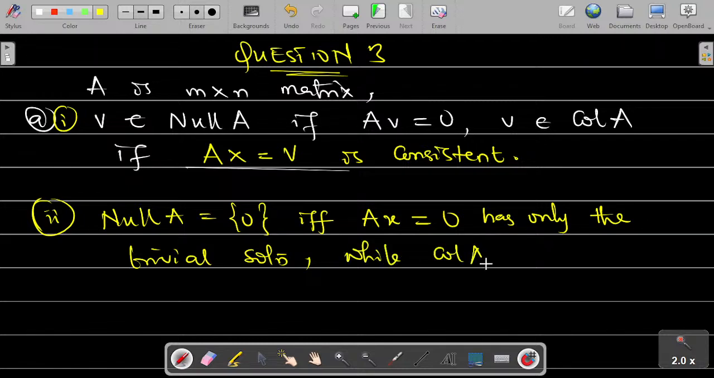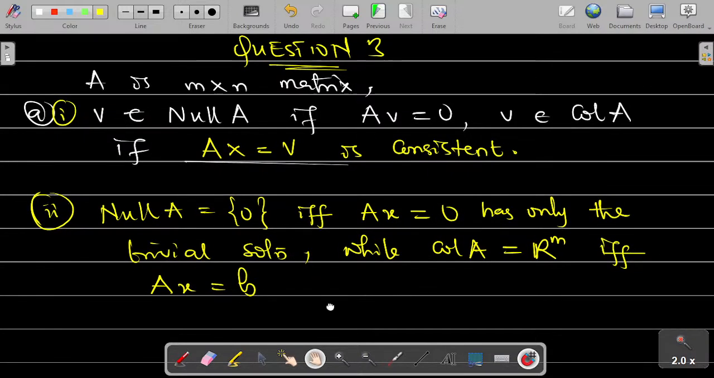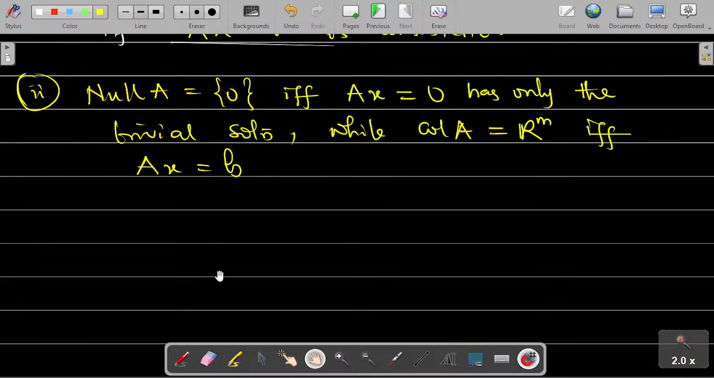Okay, so the question is now asking us, the column space of A will be equal to a vector space R of dimension M if and only if what happens? If and only if AX equal to B behaves in what manner? That's what the question is saying. So they are giving you a definition, and they are using that definition to now ask you a corroborative question.